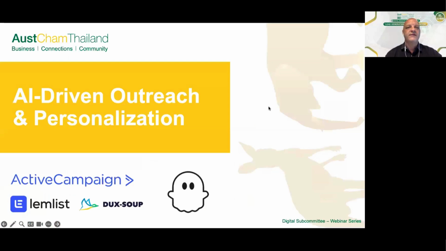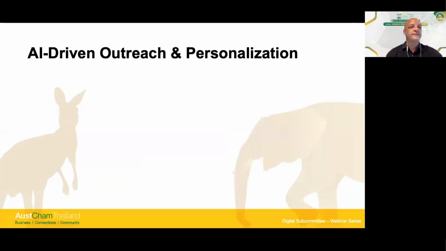So how else can we use AI? We can use AI for AI-driven outreach and personalization. So again, you see ActiveCampaign, a couple of other logos there. AI-driven outreach and personalization, the power of AI in outreach. So I'm sure everybody here has used or is using or has played around with ChatGPT. Give me a yes if that's right.